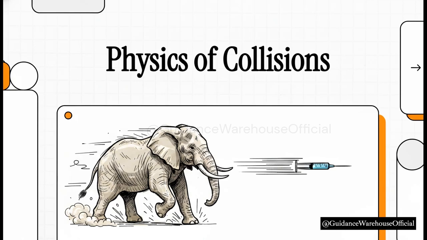Picture this. You're standing out in an open field, and you literally have to choose to be hit by one of two things. A 2,000-kilogram elephant charging at you at 7.5 meters per second, or a tiny 0.04-kilogram tranquilizer dart, fired at an absolutely blinding 600 meters per second. So, which one has more impact?